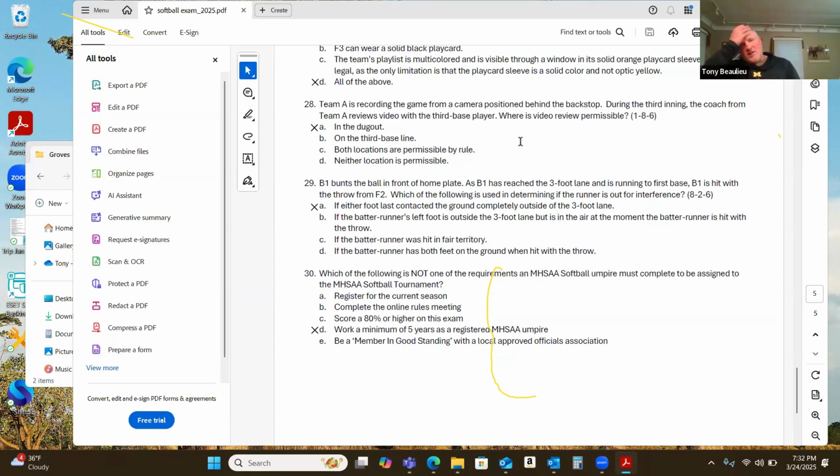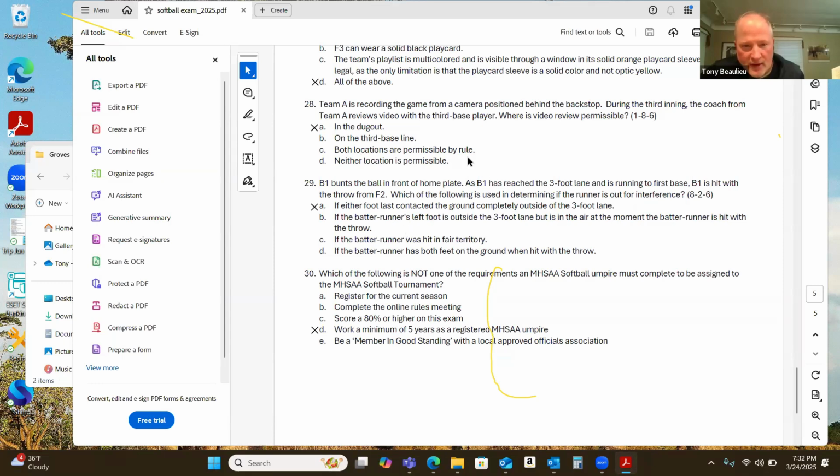And we know that this was a rule change either last year or the year before, where the last foot has to be inside of that running lane. If the foot that last hit the ground is outside of that running lane, if they're struck by the throw, then they're out for interference. So the answer is A. If either foot last contacted the ground completely outside of the 3-foot lane, then because the catcher has a right to get that ball to first base, the runner would be out.